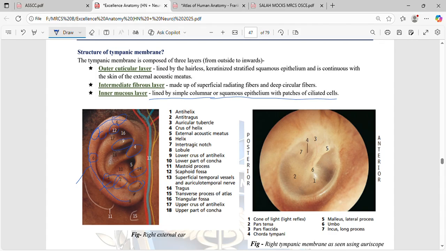The antihelix goes like this, with an upper crus and a lower crus. This is the lower crus, this is the upper crus. So 9 is the lower crus of the antihelix, and 17 is the upper. And yes, this is the right external ear.